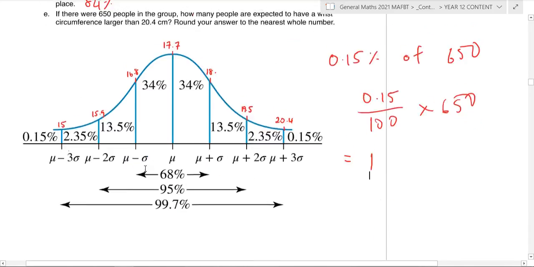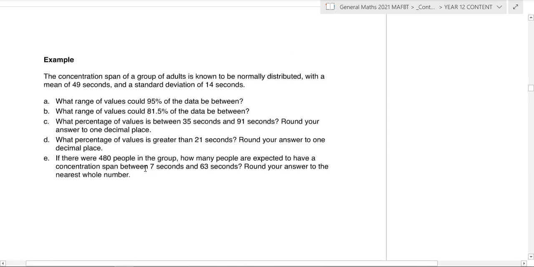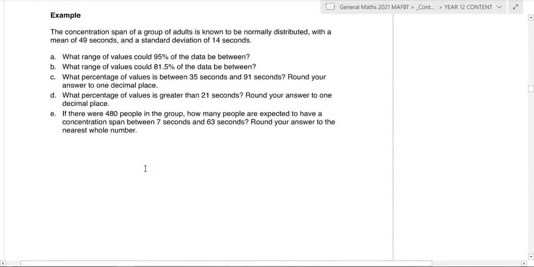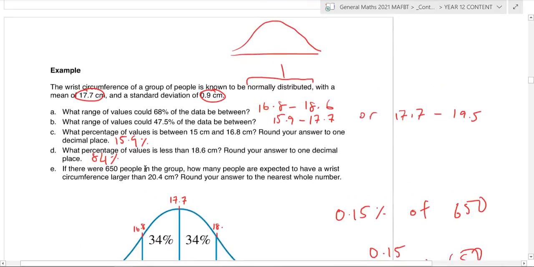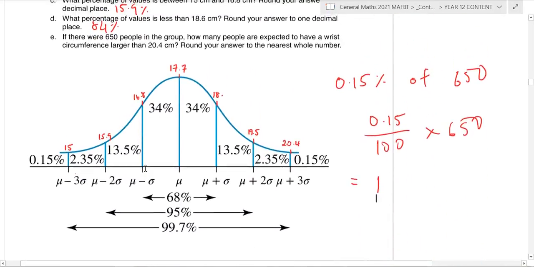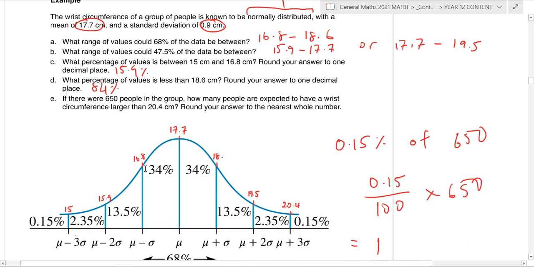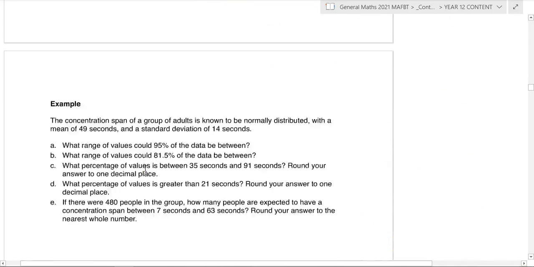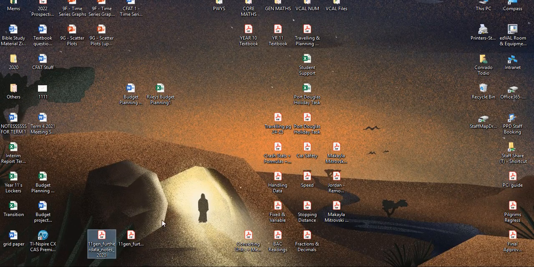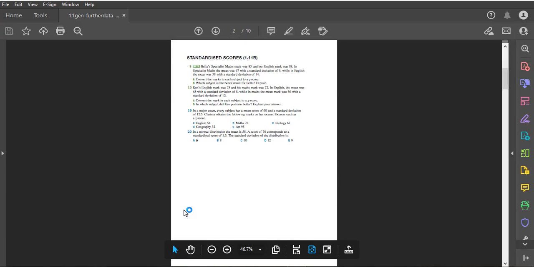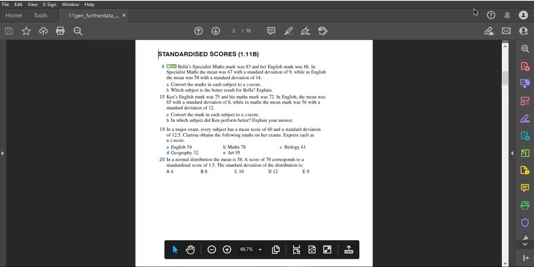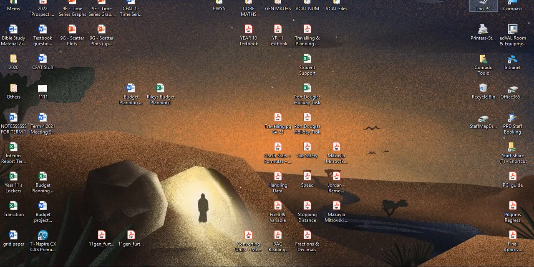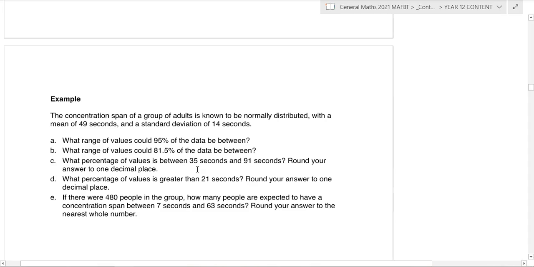Cool. All right, there is another example here. However, if you feel like you do understand what you need to do, you don't need to keep watching. You can now go ahead and do the questions for the exercise, which is going to be on standardized scores, so 1.11b. But if you still don't quite get it, you may keep watching this other example that I will do.